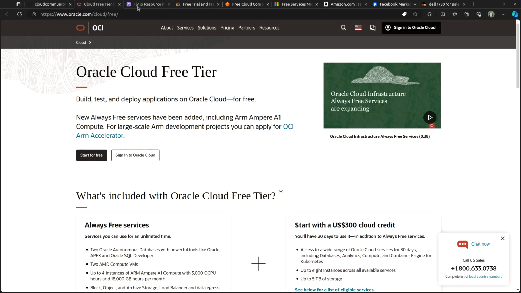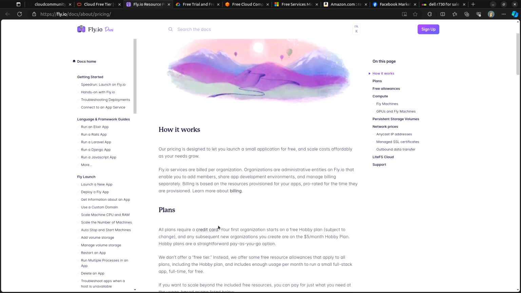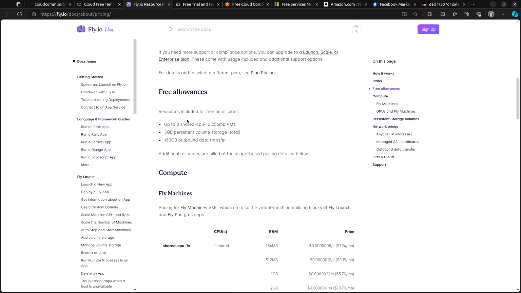So let's move over to Fly.io. I have never actually used Fly.io. However, it does have one of the better services showing that you can use 3 shared CPU 1x 256 megabyte VMs. And they come with 3 gigs of storage and a decent amount of outbound data transfer.